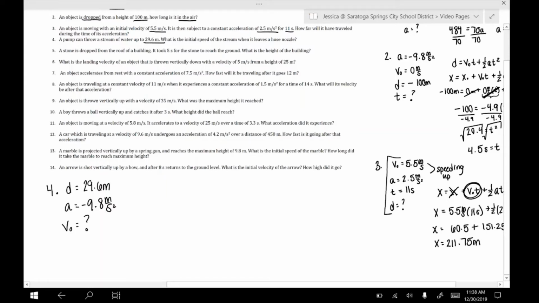Now, at first glance, it looks like I don't have enough information to use any of my equations. But what I have to remember is that when an object is thrown straight upwards, it stops at the top, meaning the velocity when it reaches this 29.6 meters is 0. So I can use that as a v final of 0 meters a second. So that means I need to use v squared equals v0 squared plus 2ad.